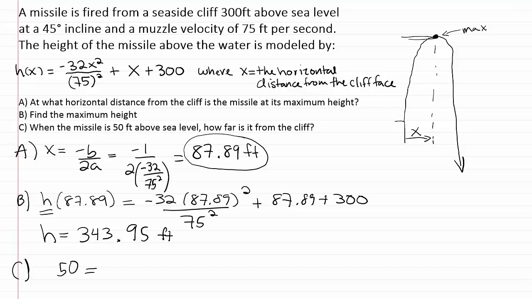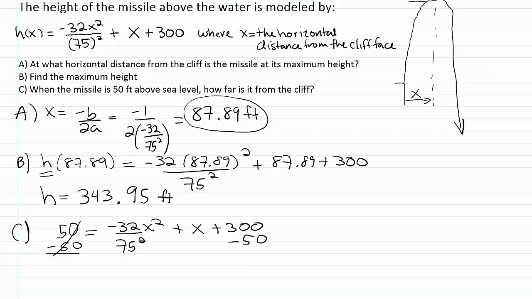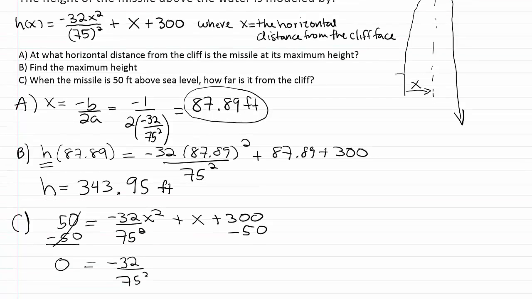And that will be equal to the function at negative 32x squared divided by 75 squared plus x plus 300. So we have to solve a quadratic equation, essentially. So we'll subtract 50 from both sides, minus 50 from both pieces there. That becomes 0, and that'll be equal to negative 32 over 75 squared, x squared plus x plus 250.